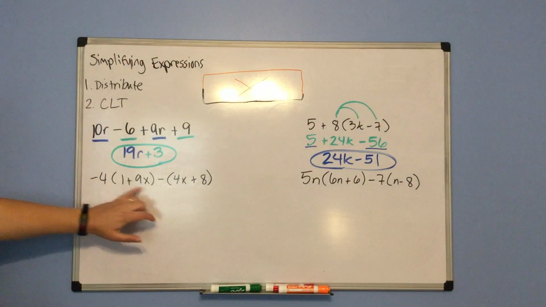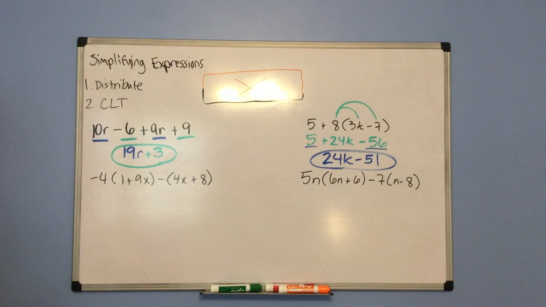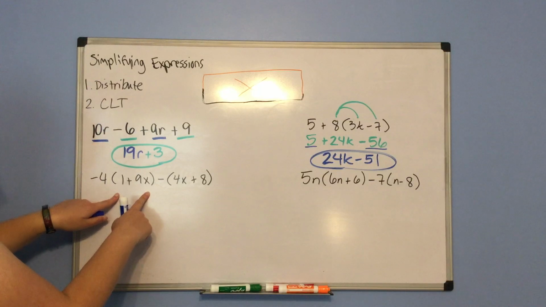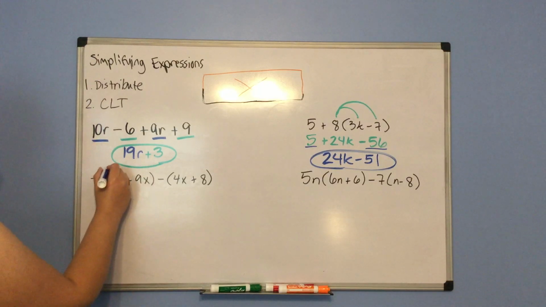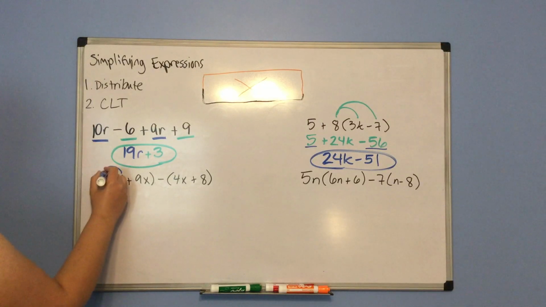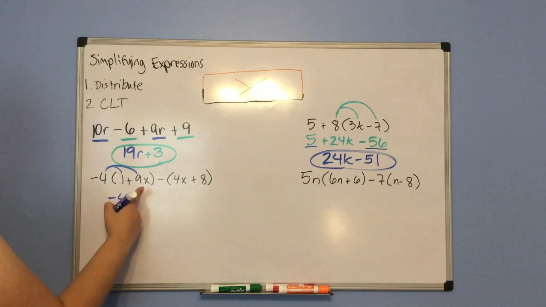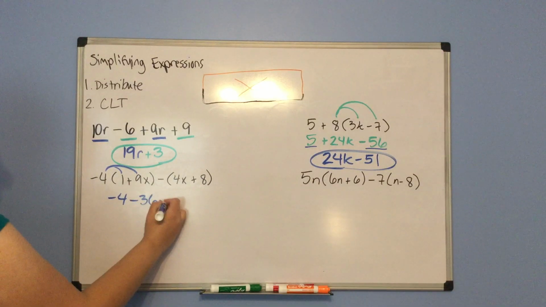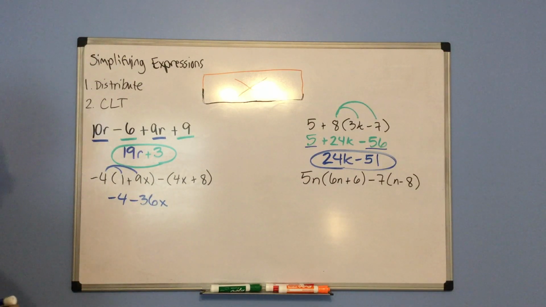Sometimes you'll have two sets of parentheses, meaning you're distributing two numbers or variables or whatever. This -4 only goes to the first set. Let's go ahead and distribute that. -4 times 1 is -4. -4 times 9x, -4 times 9 is -36. And then the x part stays the same.